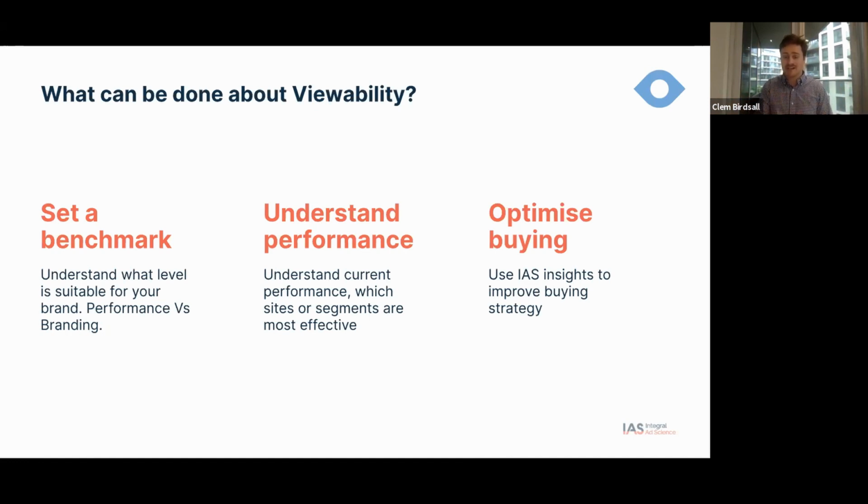The next part of it is understanding the performance. So it's understanding, with your current buying, what does the performance look like so far? Are you delivering on average, below average, above average? You might not need to change a thing. And then we can help to understand which sites or which channels or strategies that you're purchasing have the most viewability or the least viewability, and then start to optimize the buying from there. And it's all helping to improve the buying strategy.